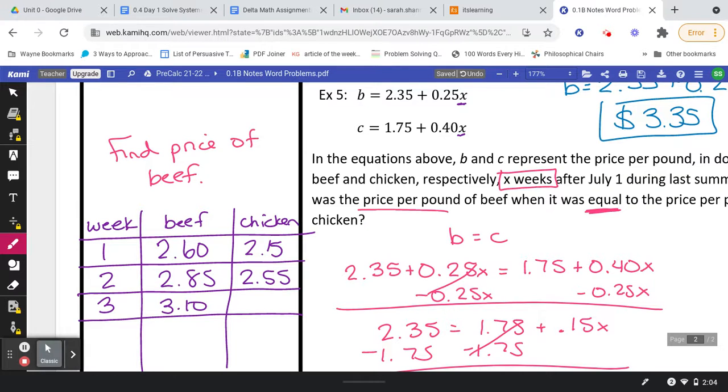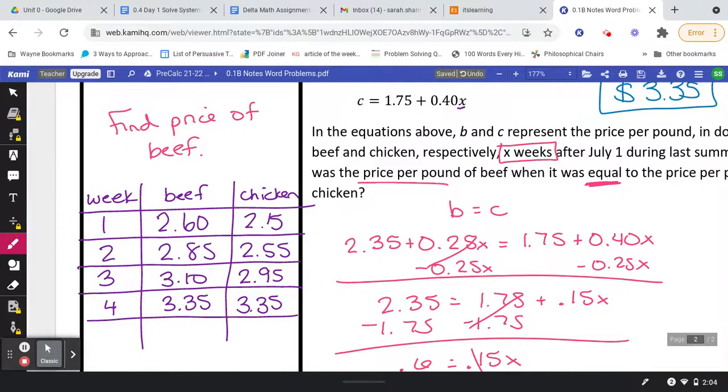$3.10. Again, this time I'm plugging in a 3. $2.95. Still not equal. Let me try 4. Gives me $3.35. And for chicken, also $3.35.